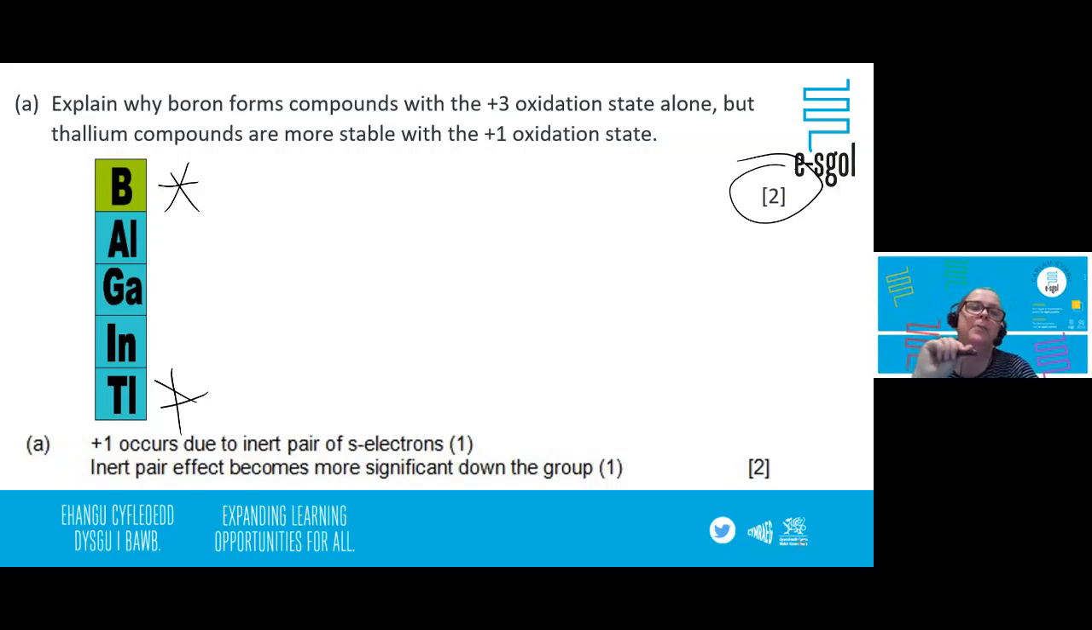But then please be clear and emphasize the fact that you are aware that the inert pair effect becomes much, much more significant as you descend a group. So as you go down the group, the inert pair effect becomes apparent and much more significant.